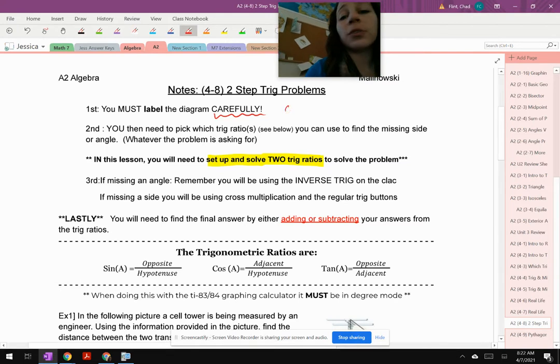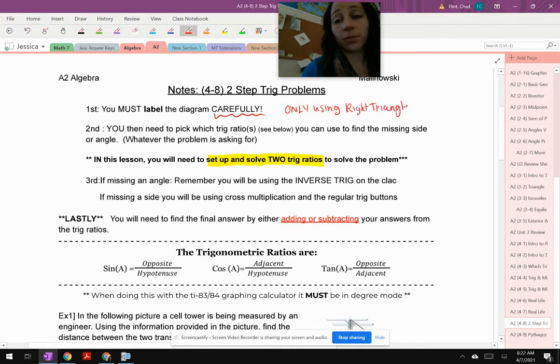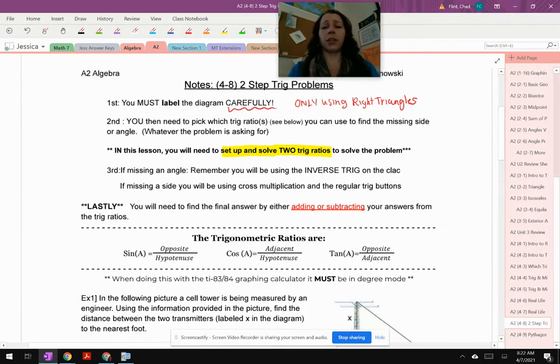Remember, you're only using the right triangles. It's terrible handwriting there.